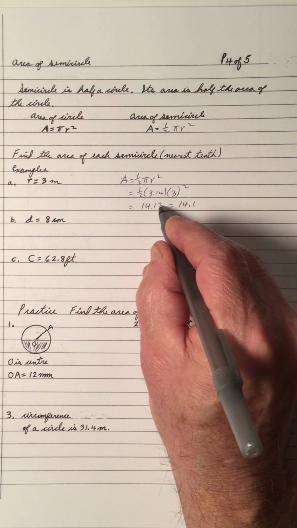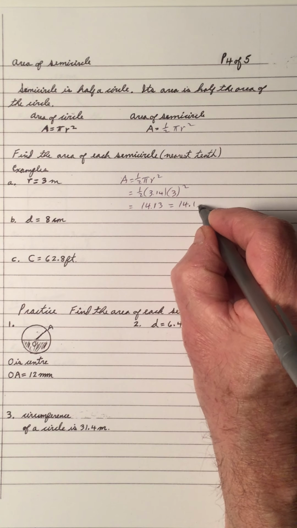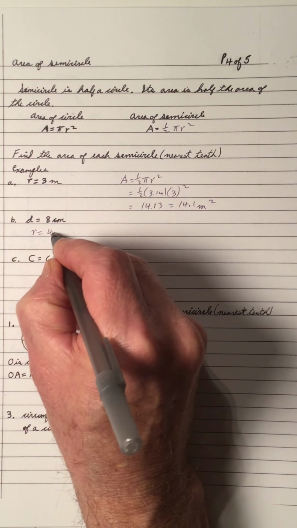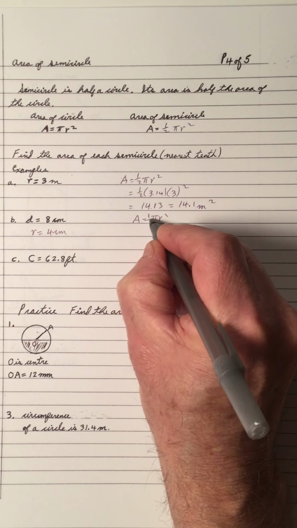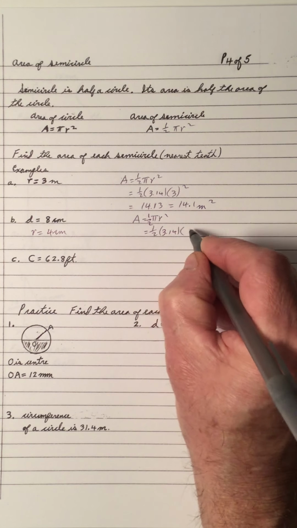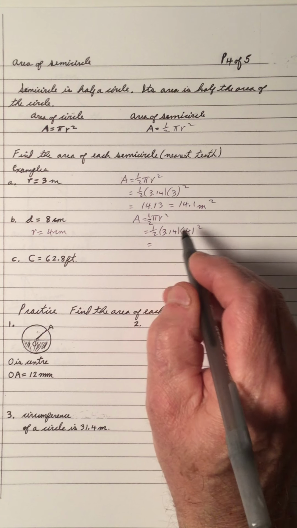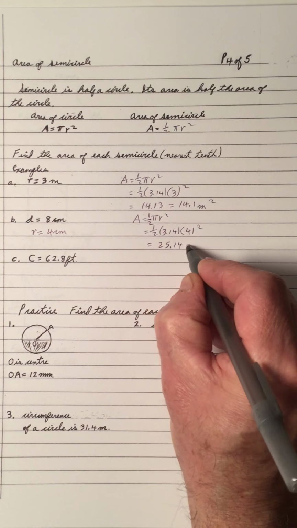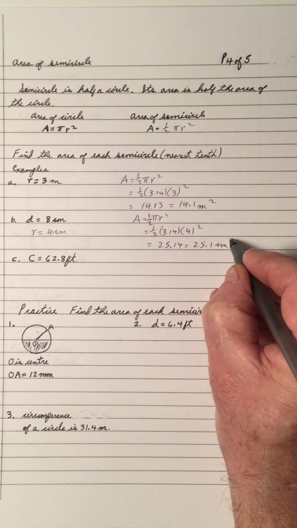This digit becomes 0. This number is less than 5. So therefore, you leave the 1 as it is, 14.1 meters squared. We have a diameter of 8, so the radius is half of that, 4. So the area is pi r squared for a circle, but we're doing a semicircle, so we put the half in. So it's a half, 3.14 times 4 squared. Use a calculator and go 0.5 times 3.14 times 16, or 4 squared, and you get 25.14, and you round that to the nearest tenth is 25.1, and it's centimeters, so it's squared.